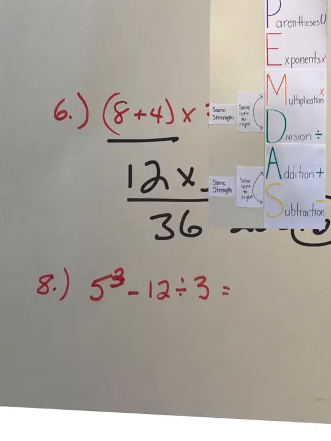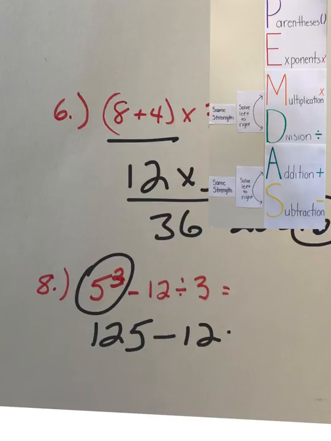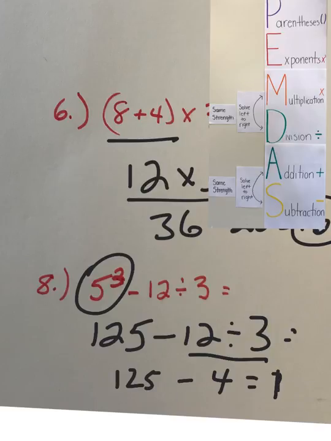For this one, you're taking 5 cubed minus 12 divided by 3. In no parentheses, we'll do the exponent. It's 5 cubed, which is 125. I'll rewrite it. Minus 12 divided by 3. I'll have to do multiplication and division from left to right. So multiplication, no multiplication, but this division one has to be done first. So 12 divided by 3 is 4. So I get 125 minus 4 equals 121.